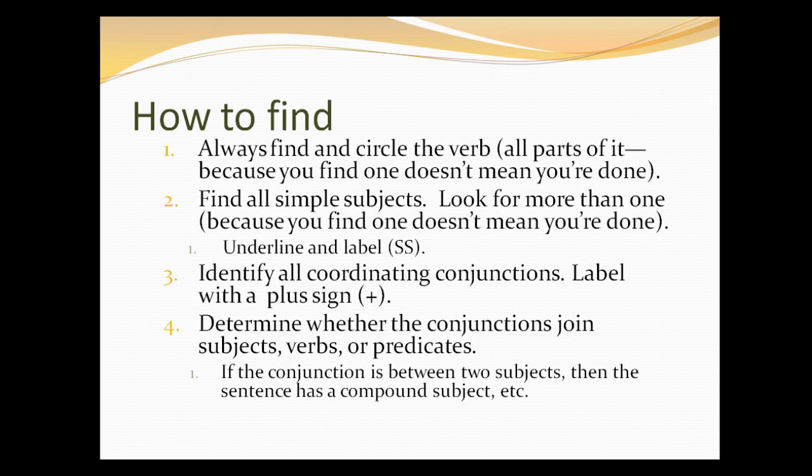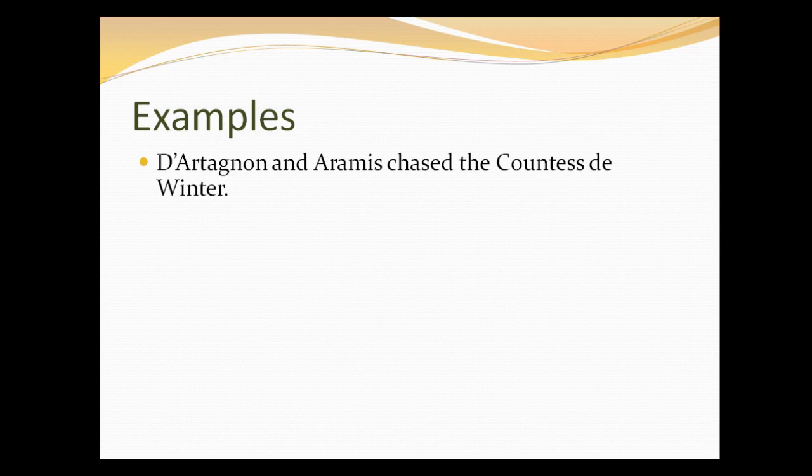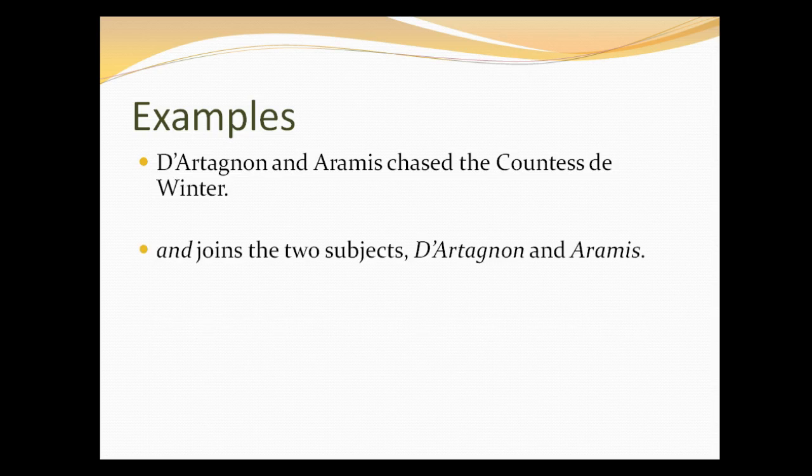Better see some examples. First one, D'Artagnan and Aramis chased the Countess de Winter. In case you're wondering, the names are from the Three Musketeers. So we look at the sentence first and say, what's the verb? Well, we have chased as the verb, no other verbs. Okay? So, who or what chased? D'Artagnan, Aramis. Those are the two simple subjects. D'Artagnan chased, Aramis chased. You see the word and joins those two subjects, so we have a compound subject.